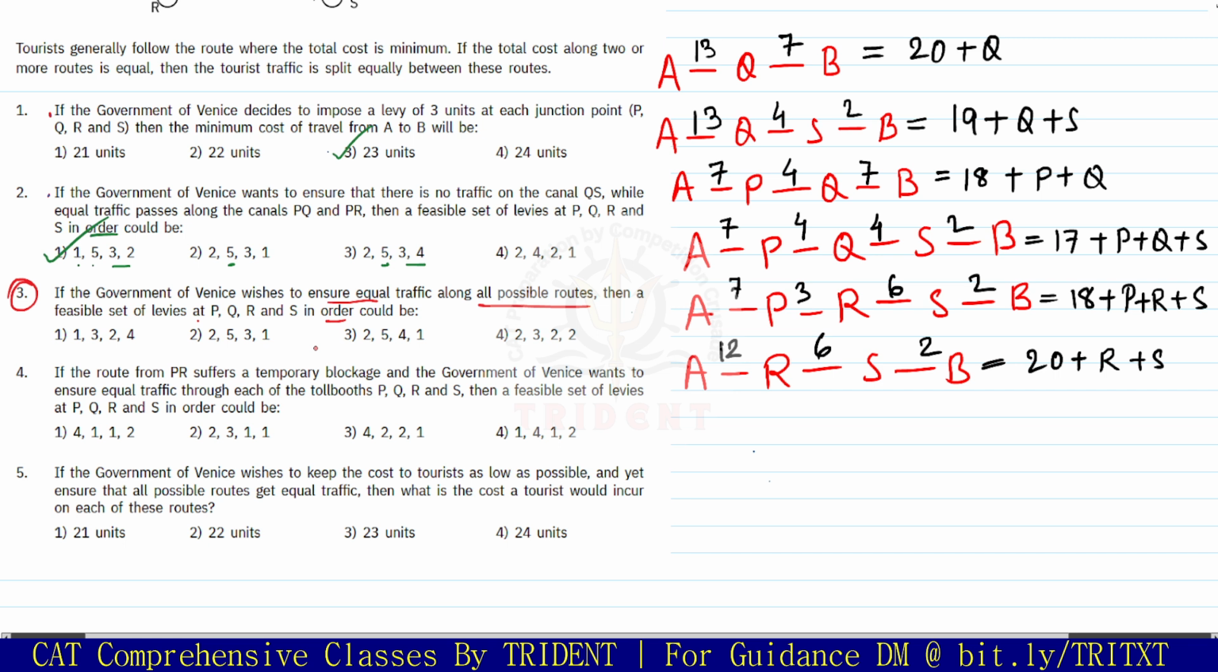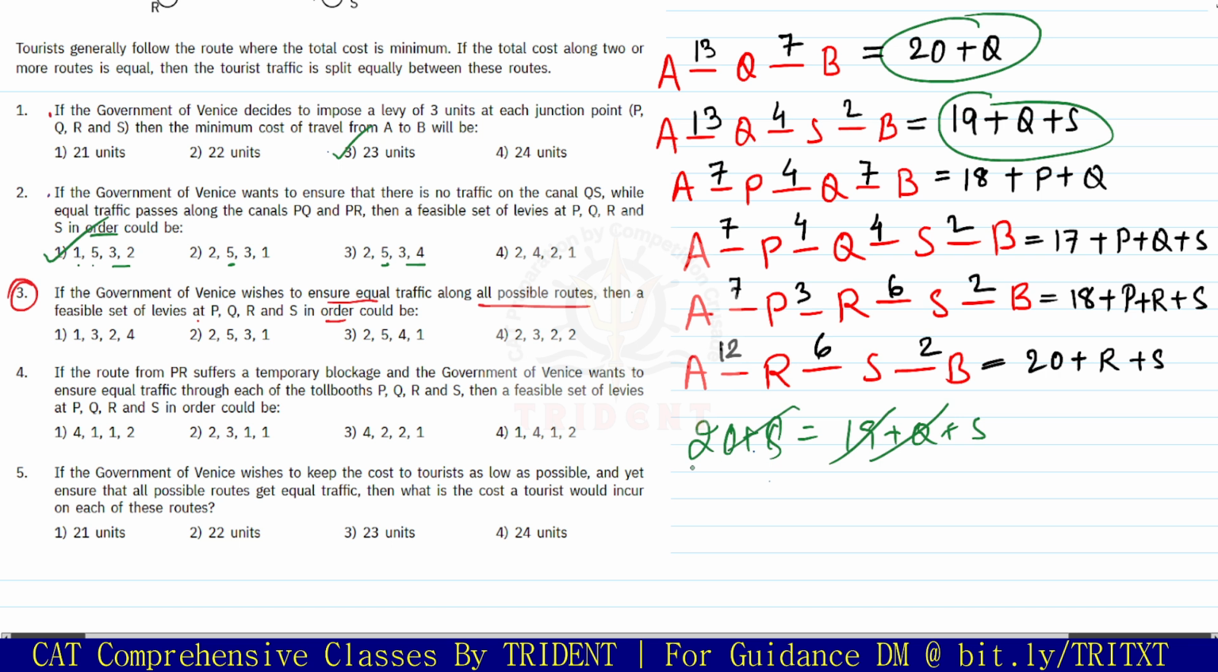So first of all, let's try to understand two things. If I need to make sure that all the routes have equal traffic, they should have equal tariff. That means the component 20 plus Q and the component 19 plus Q plus S need to be equal. If that is the case, I get 20 plus Q equals 19 plus Q plus S, and you can pretty well see that this 19 goes to that side, becomes a 1, so S is equal to 1. So this directly gives me some idea that it has to be between 2 and 3. So these two are eliminated.